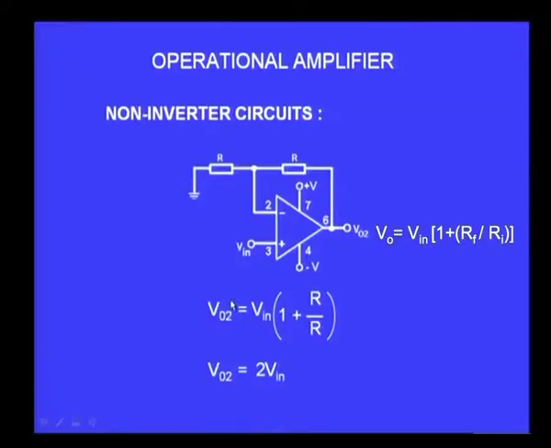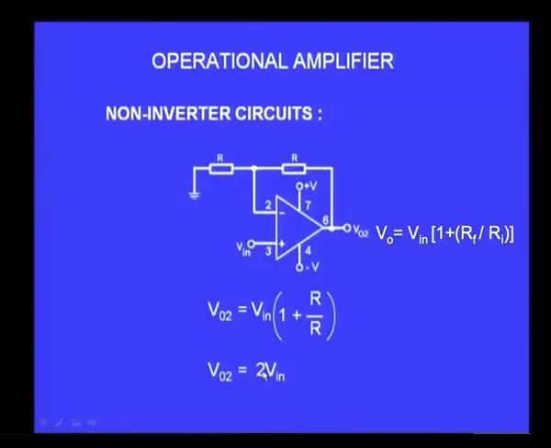Now, I call that VO2. VO2 is equal to V in, the applied voltage, multiplied by a factor which is 1 plus R2 by R1, where R2 is a feedback resistor. Here, because the two resistors are equal, R and R, it is 1 plus R by R, and that means it is 2. So, VO2 is equal to 2 times V in, or the gain of the non-inverting amplifier is 2.